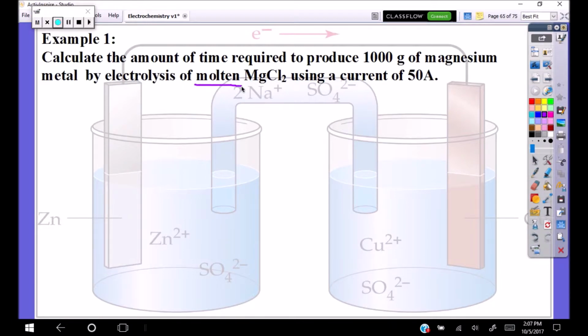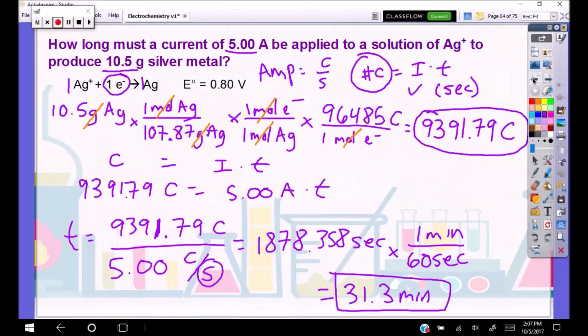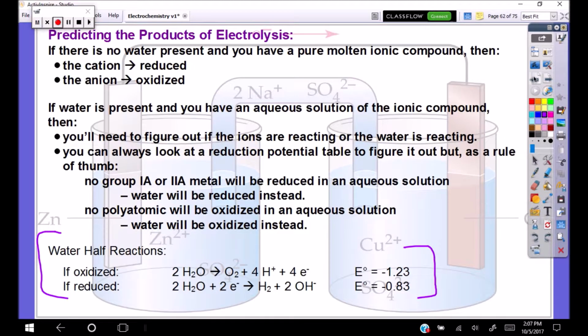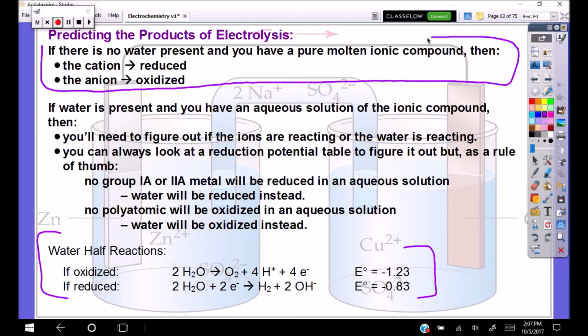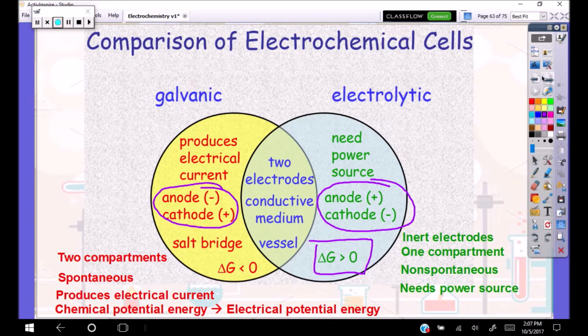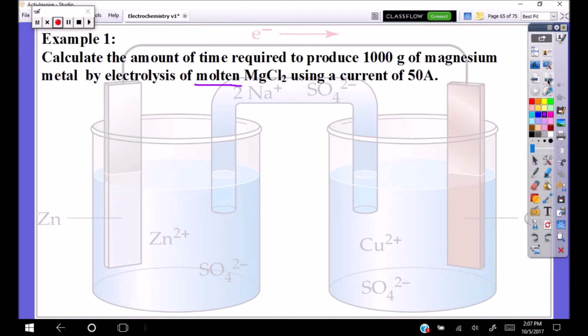Keyword here is molten. If it's molten, got to go back here. If it's molten, we're looking at this section here. If you have a pure molten compound, the cation will be reduced and the anion is oxidized, right? So in this case, it is molten, there's no water, Mg is going to be reduced. So we just need our magnesium half reaction. Mg2+ will be reduced down to magnesium, and it has 2 electrons.